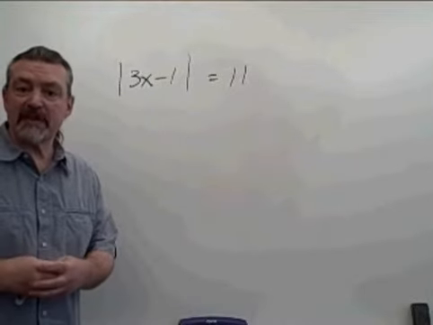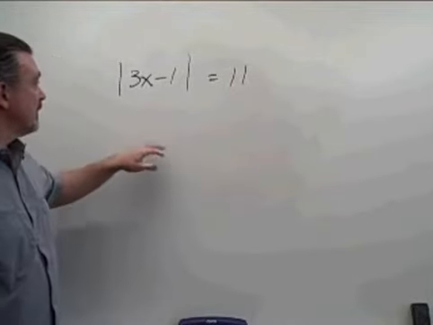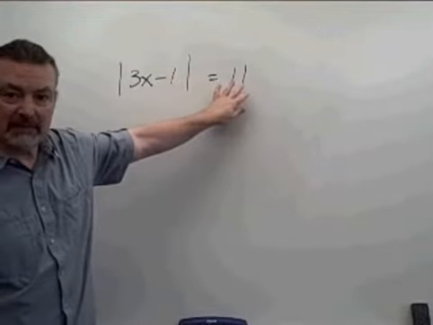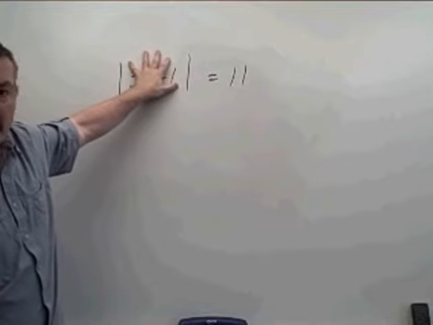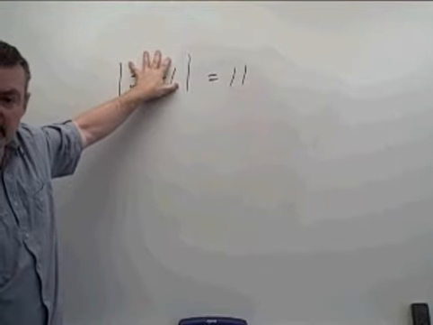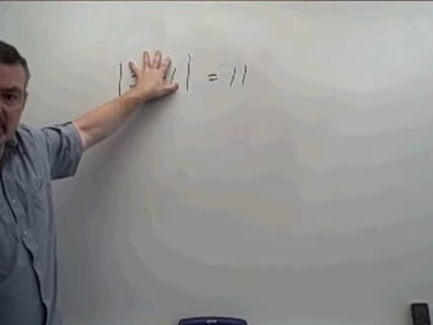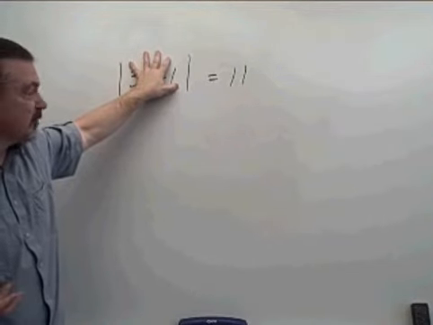Let's look at solving this absolute value equation. If the absolute value of some quantity is supposed to equal 11, then we know that this quantity can only be one of two things. It's either positive 11 or it's negative 11. And that gives us a technique for solving absolute value equations.